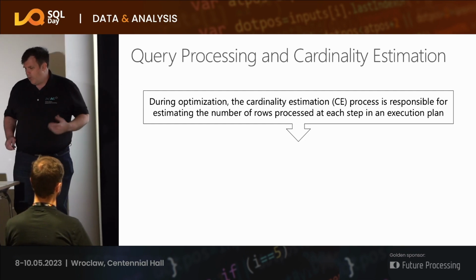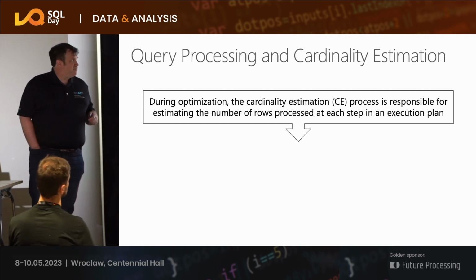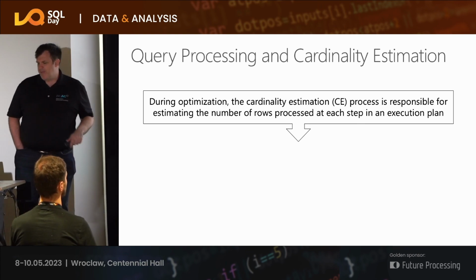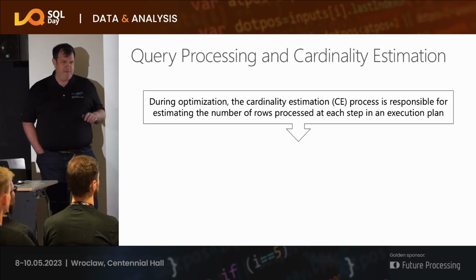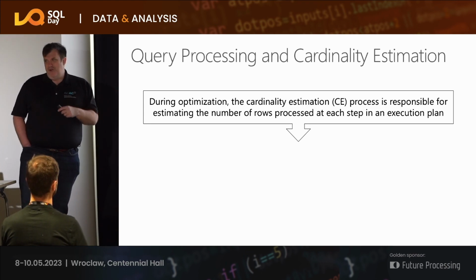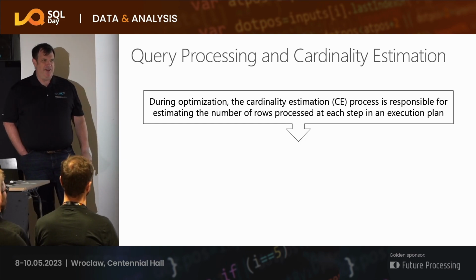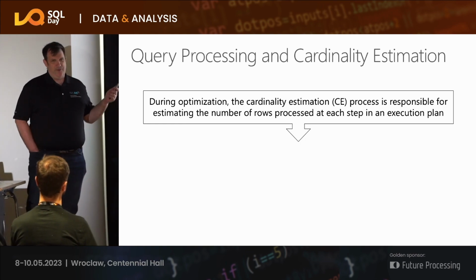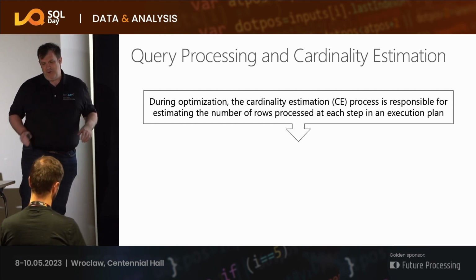So when we're optimizing those queries, there's a step called cardinality estimation. And this process is responsible for estimating the number of rows that are processed at each step of the execution plan. One of the things I want you to take away from this session, it is very, very important to have up-to-date and good statistics on your data. That's what helps the optimizer work better. That's going to be what gets you the best estimation plan.